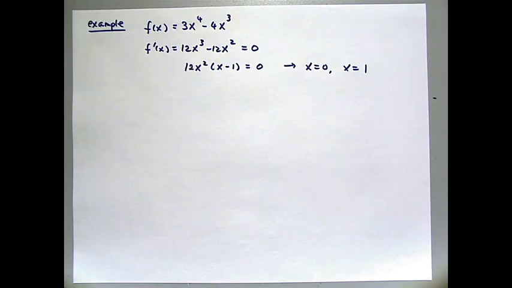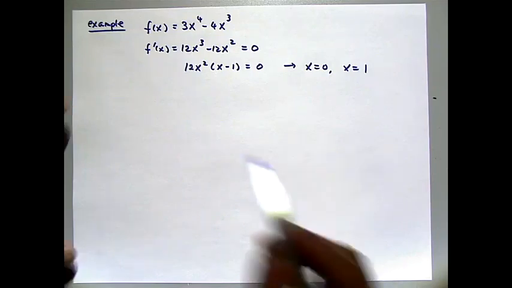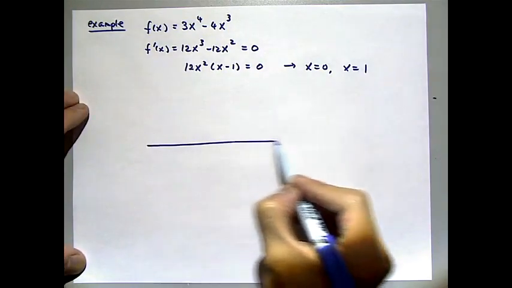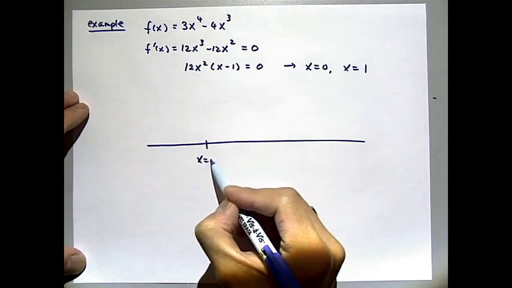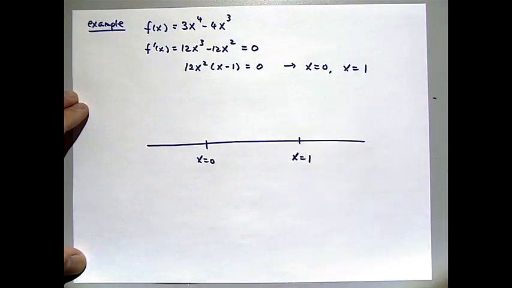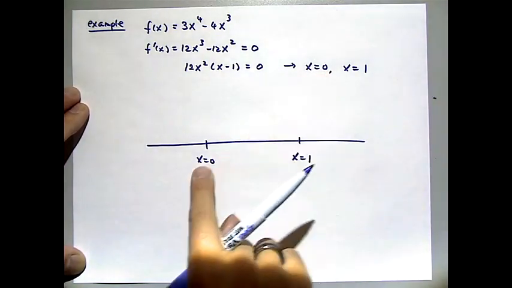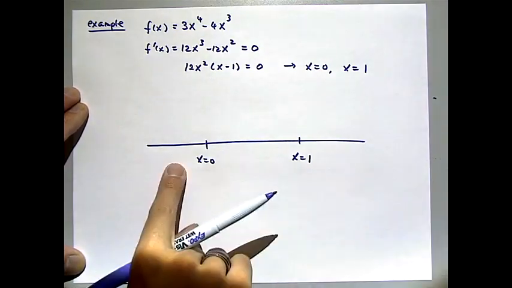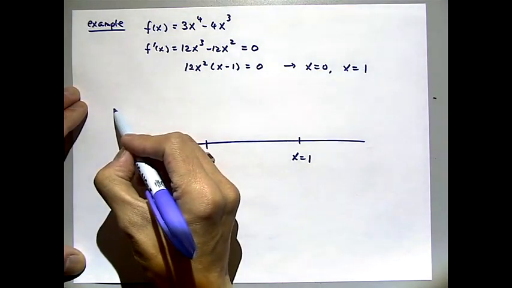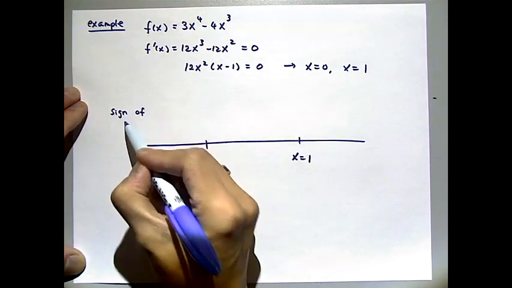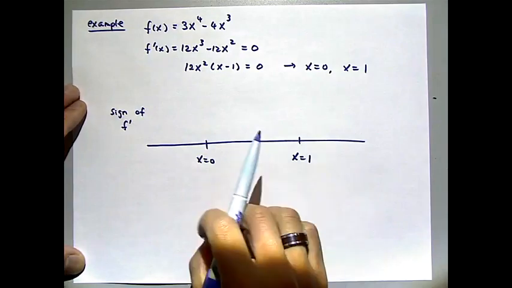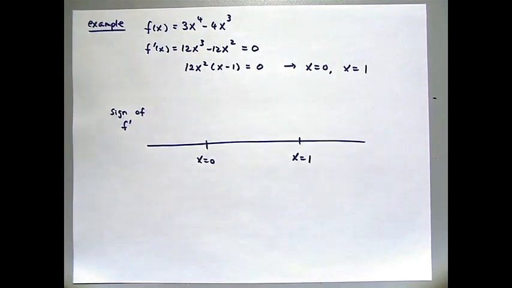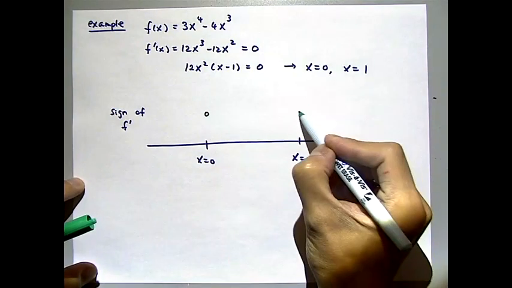Okay, so we found out where f prime is 0. Now we check left and right of each one of these, and we find out what's going on. We draw the line representing all the possible values of x. 0 here, 1 here. Do these in increasing order, small, large. Above the chart, we check the sign of f prime. Obviously, nothing's going on here.